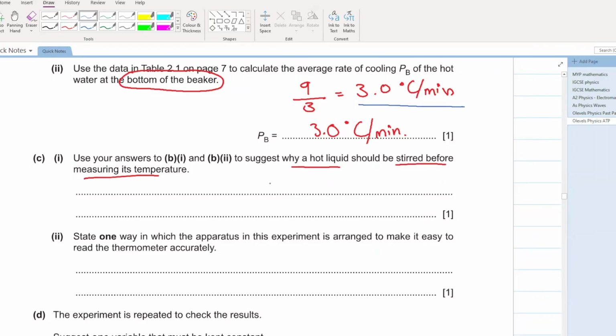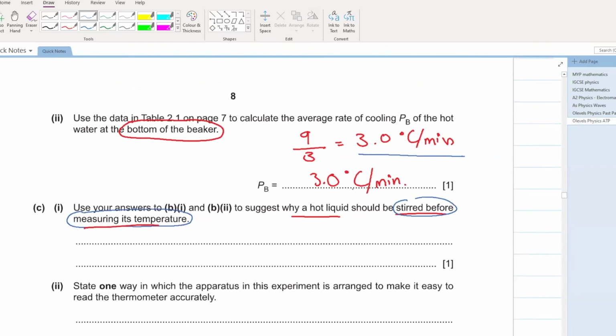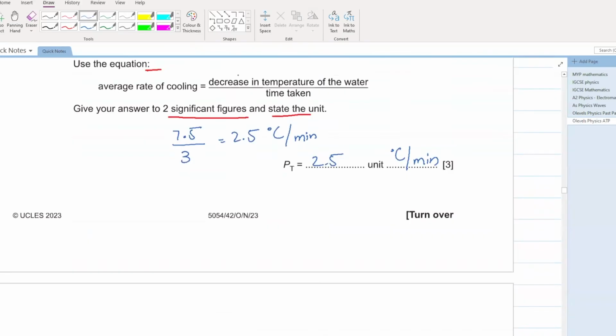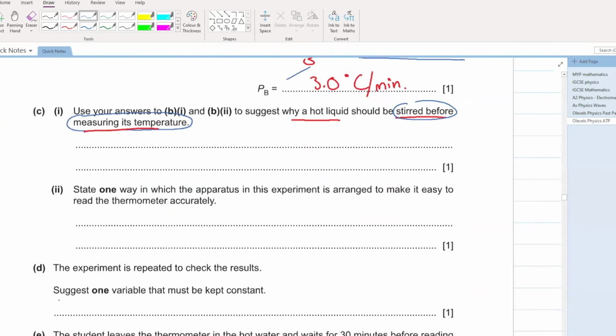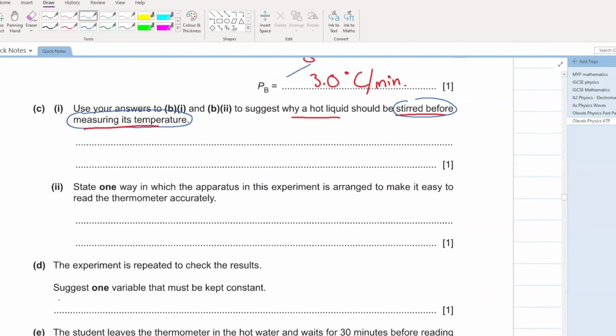Use your answers in B part 1 and B part 2 to explain why a hot liquid should be stirred before measuring its temperature. What a good little question. Can you see the rate of cooling at the bottom is 3 degrees per minute, and the rate of cooling at the top is 2.5 degrees per minute? Why should a hot liquid be stirred before we measure its temperature?